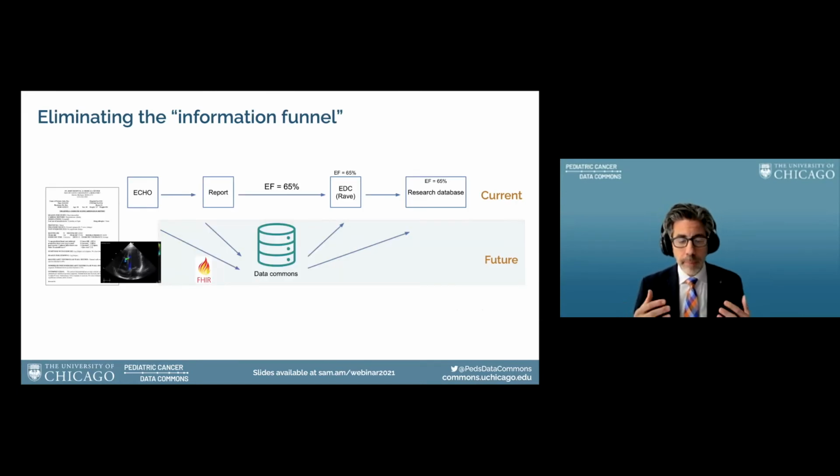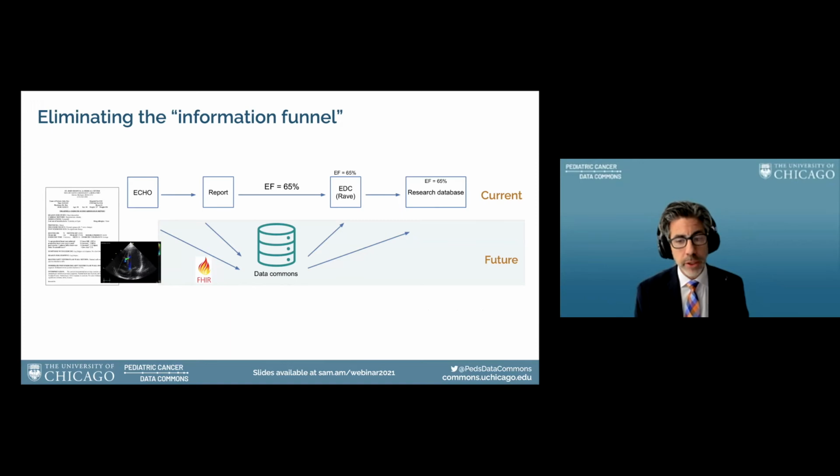I think about this information funnel that we have, which I think is doing us an incredible disservice. When we collect cardiac function for a clinical trial, we collect a single number. We collect that ejection fraction, the amount of blood that's ejected by the heart with each pump. That's a single number, and that forever becomes that child's cardiac function for that study.